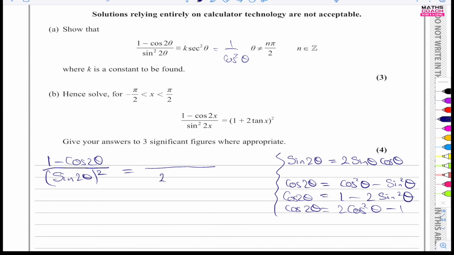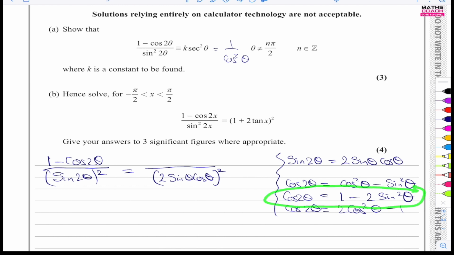So it's 2 sine theta cos theta as our sine 2 theta, bracket squared. You can now see that we're going to have sine squared cos squared underneath. But in the answer there's only cos squared on the denominator, so the sine squared has disappeared. In order for the sine squared to disappear, the top must have a sine squared for it to cancel off. So that's a hint that the top has to be the sine version of cos double angle.